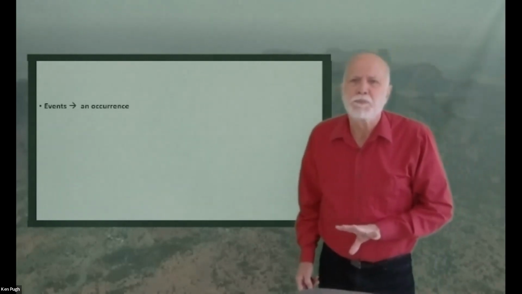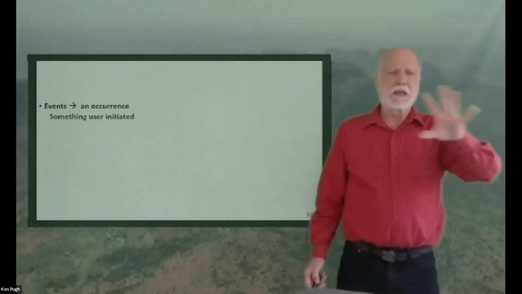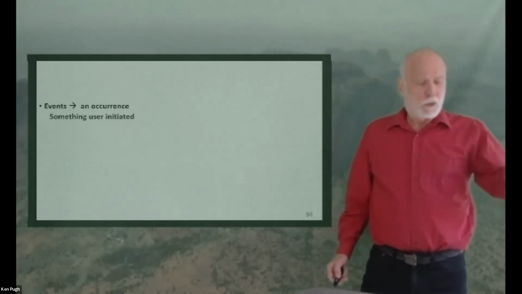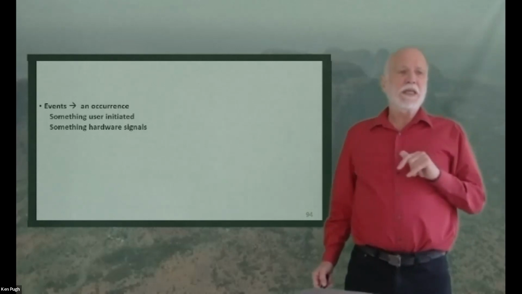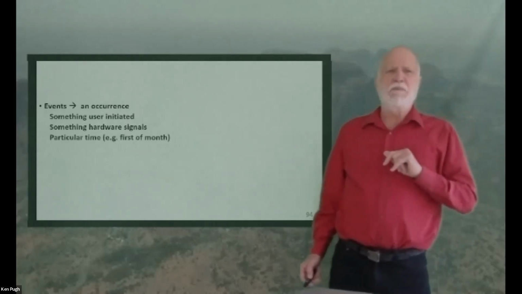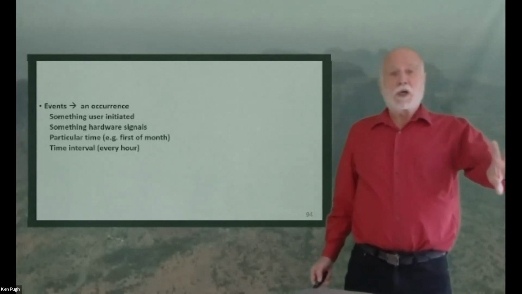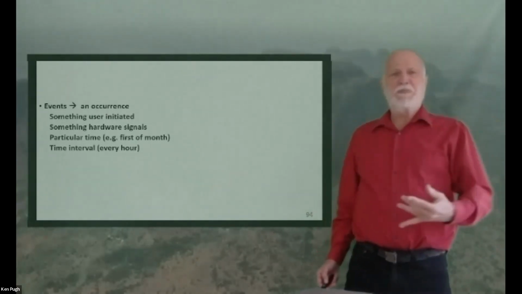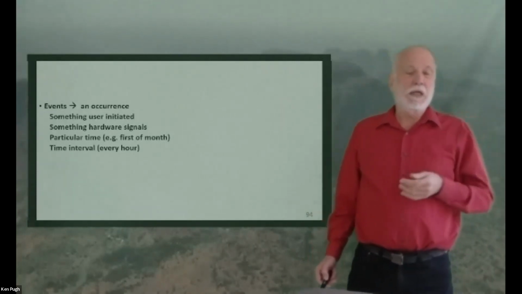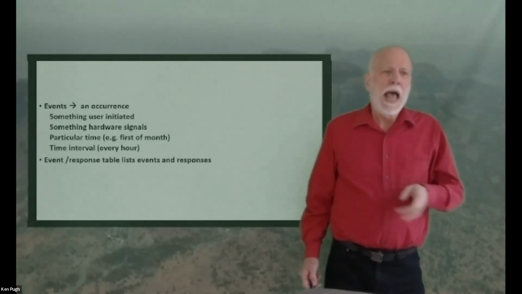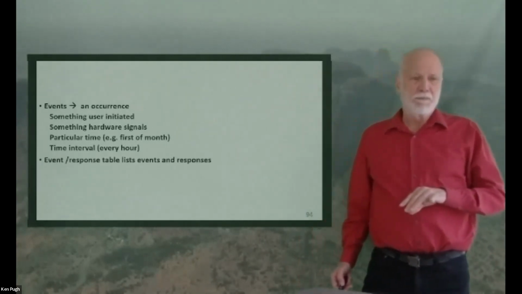Okay. Right. So an event is an occurrence. That's something the user initiated, or maybe it's something that the hardware said, it's time to do this, or maybe it's the first time of the month. Maybe you do it every hour. So it's something that is occurring. Either the user's clicked or a timer has gone off. And the event response table lists events and responses.